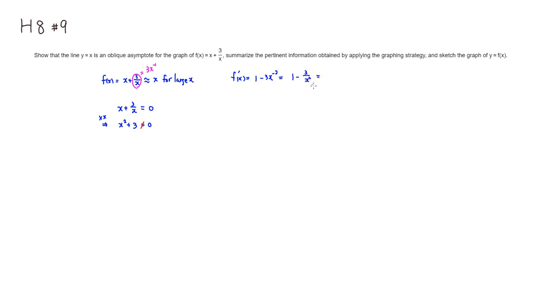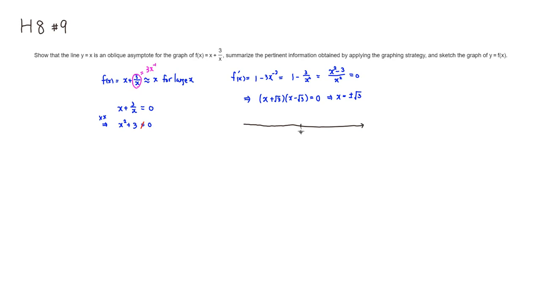Then I'm going to take the common denominator, so x squared minus 3 over x squared, and set that equal to 0. We can factor this out. The numerator is going to be x plus square root of 3 times x minus square root of 3. We set that equal to 0, which means that x is equal to plus or minus square root of 3. Then we can just do a number line.